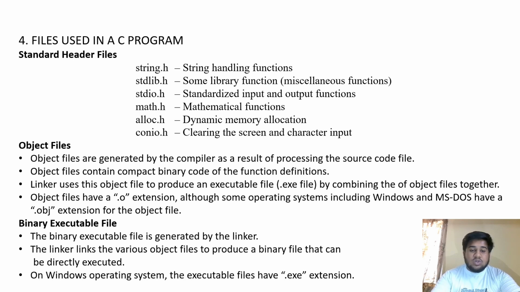Binary executable file. The binary executable file is generated by the linker. The linker links the various object files to produce a binary file that can be directly executed. On the Windows operating system, executable files have an .exe extension.